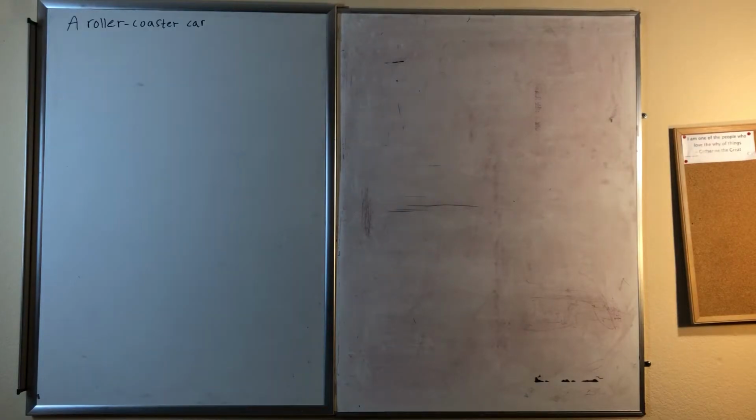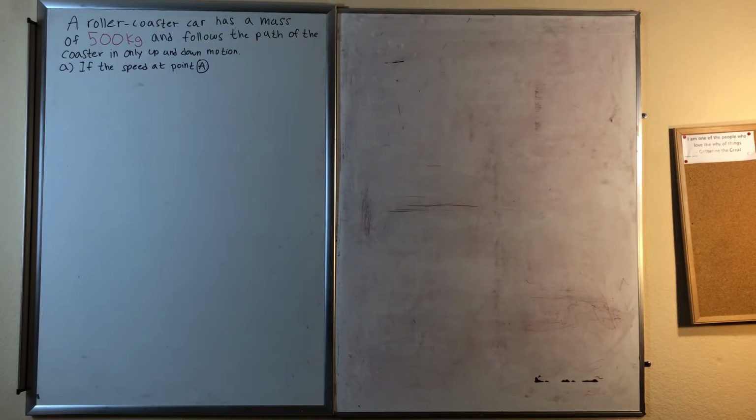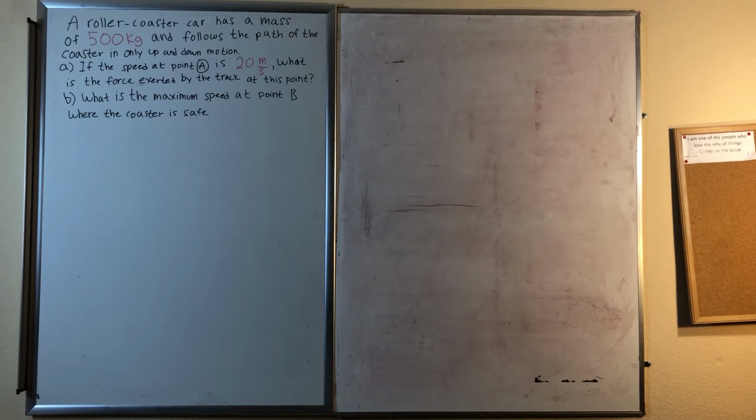A roller coaster car has a mass of 500 kilograms and follows the path of the coaster in only up and down motion. A. If the speed at point A is 20 meters per second, what is the force exerted by the track at this point? B. What is the maximum speed at point B, where the coaster is safe and will remain on the track? The radius for point A is 10 meters and the radius for point B is 15 meters.